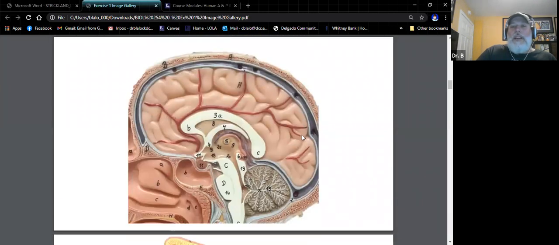Another mid-sagittal section of the brain, okay? This is a little bit different because we do include the skull. So you can see this sella turcica right there, which is part of the sphenoid bone. That's the sphenoid sinus right there. So there is our pituitary gland, our hypothalamus, and our pineal gland.